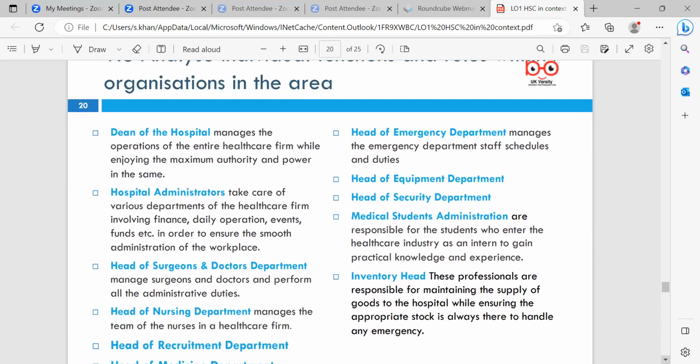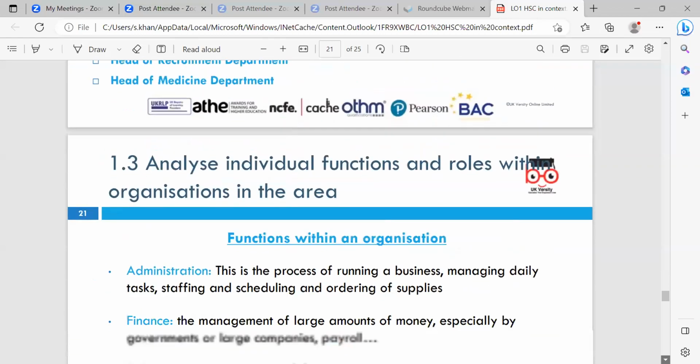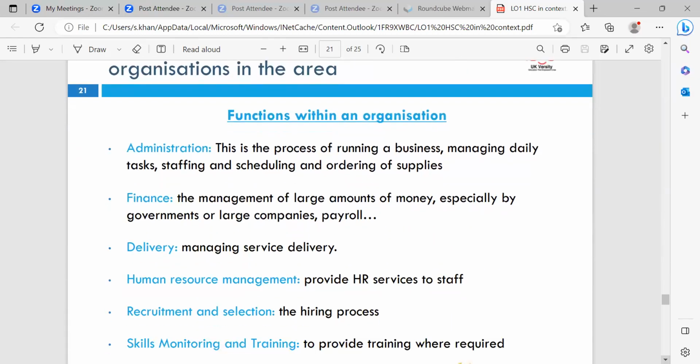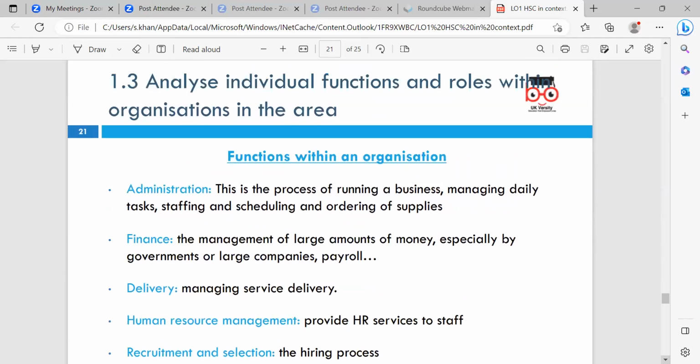The head of the security department will be dealing with all the security within the hospital, or any issues they've got with security. And then we've got medical students administration. They are responsible for the students who enter the healthcare industry as an intern to gain practical knowledge and experience. And then we've got the inventory head. These are professionals responsible for maintaining the supply of goods to the hospital while ensuring appropriate stock is always there to handle any emergency.